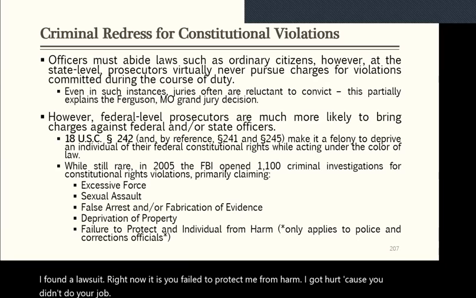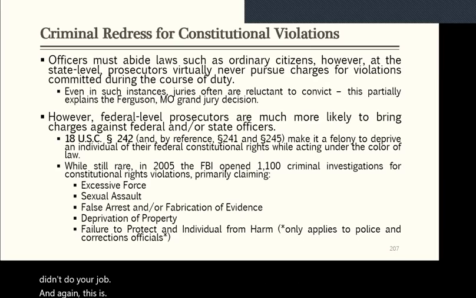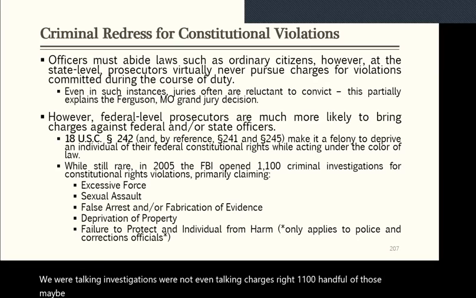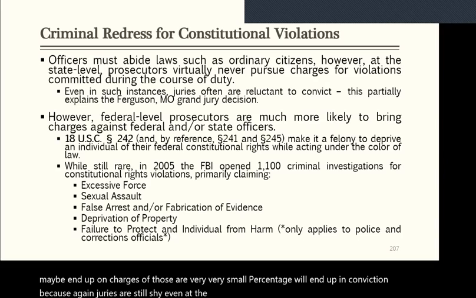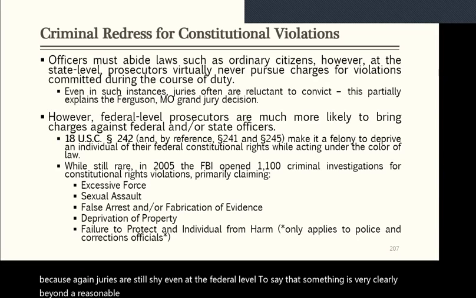Right? And again, we're talking investigations. We're not even talking charges, right? 1,100, a handful of those maybe end up in charges. Of those, a very, very small percentage will end up in conviction because, again, juries are still shy, even at the federal level, to say that something is very clearly beyond a reasonable doubt: excessive force, sexual assault, false arrest, deprivation of property, or failure to protect an individual from harm.